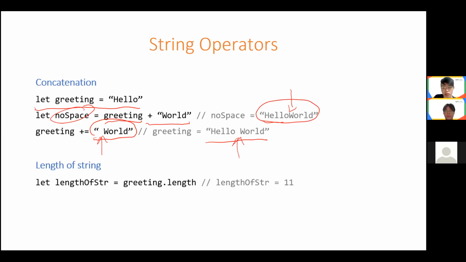You can also find how many characters there are inside a string by doing something called dot length. If you do a console log of the length of the string, you'll get 11. The length also includes spaces. A space is considered one character as well.